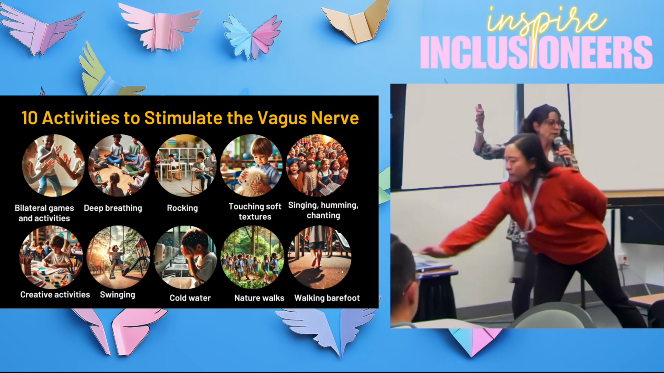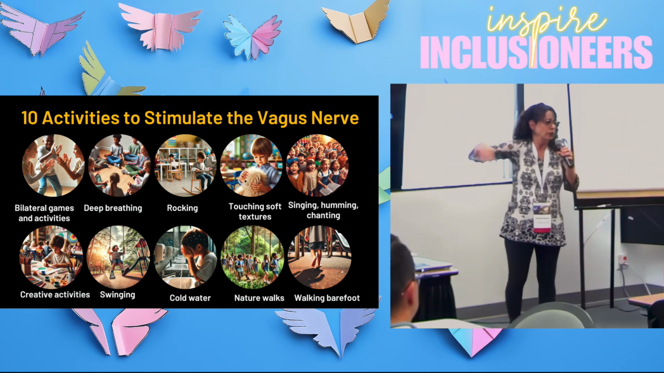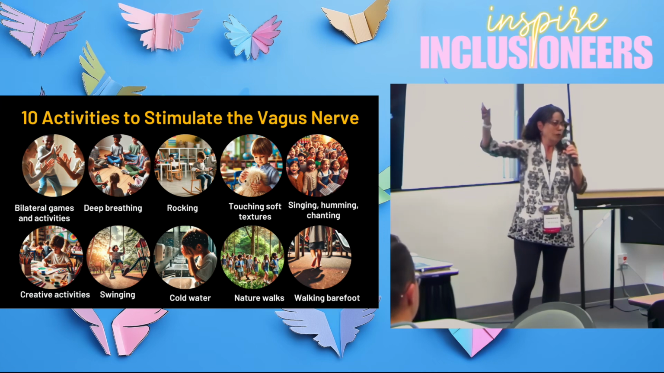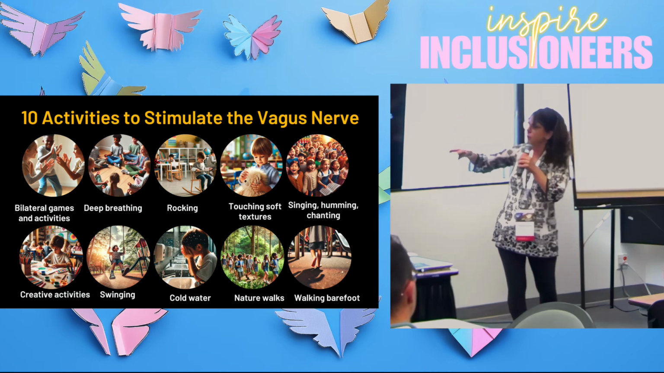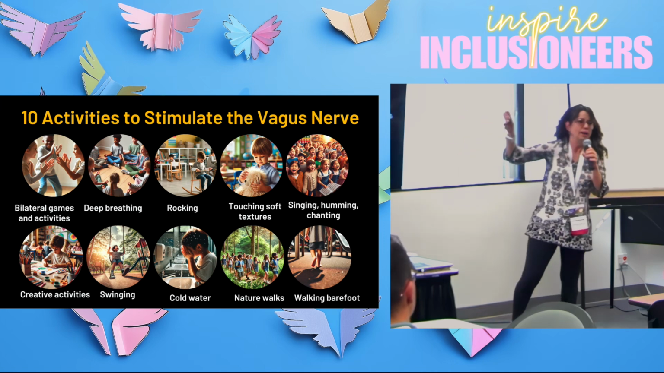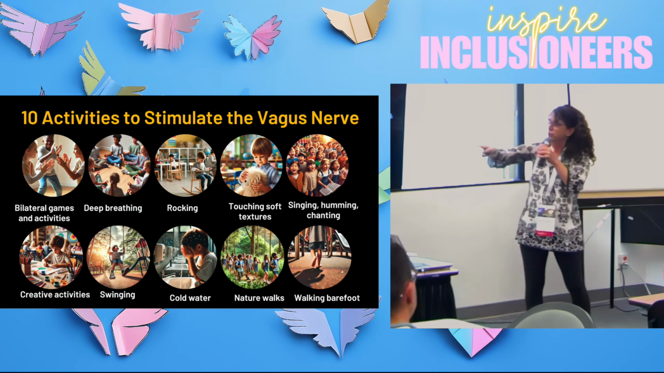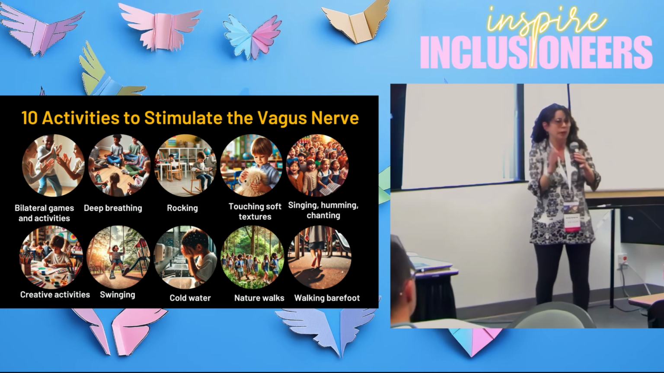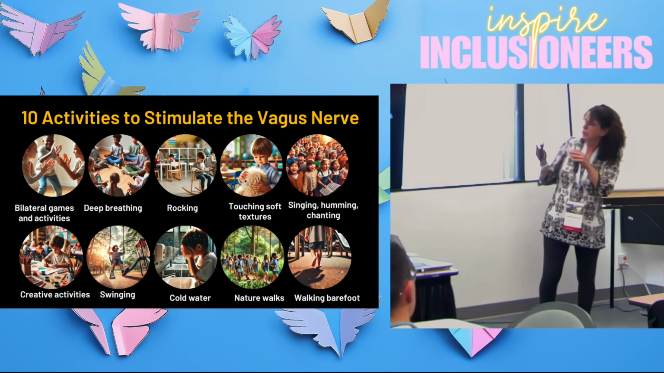So we talked about the vagus nerve, right? We want the vagus nerve to be in a good state. We want kids to be in rest and digest mode while they're working, so they can be at their best, not in fight, flight, or freeze mode. So these are 10 activities that you could do in the classroom that would stimulate the vagus nerve. And the first one, bilateral games, either touching opposite knees or clapping. I always see teachers do that, clap, clap, clap, clap, clap, and everybody's like, oh, okay.